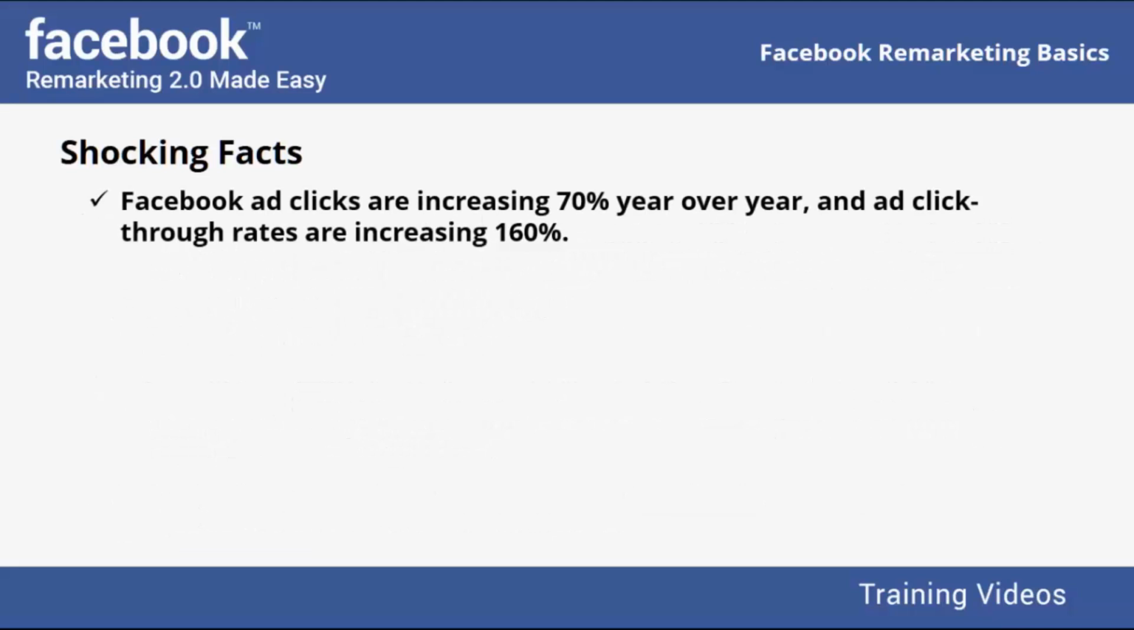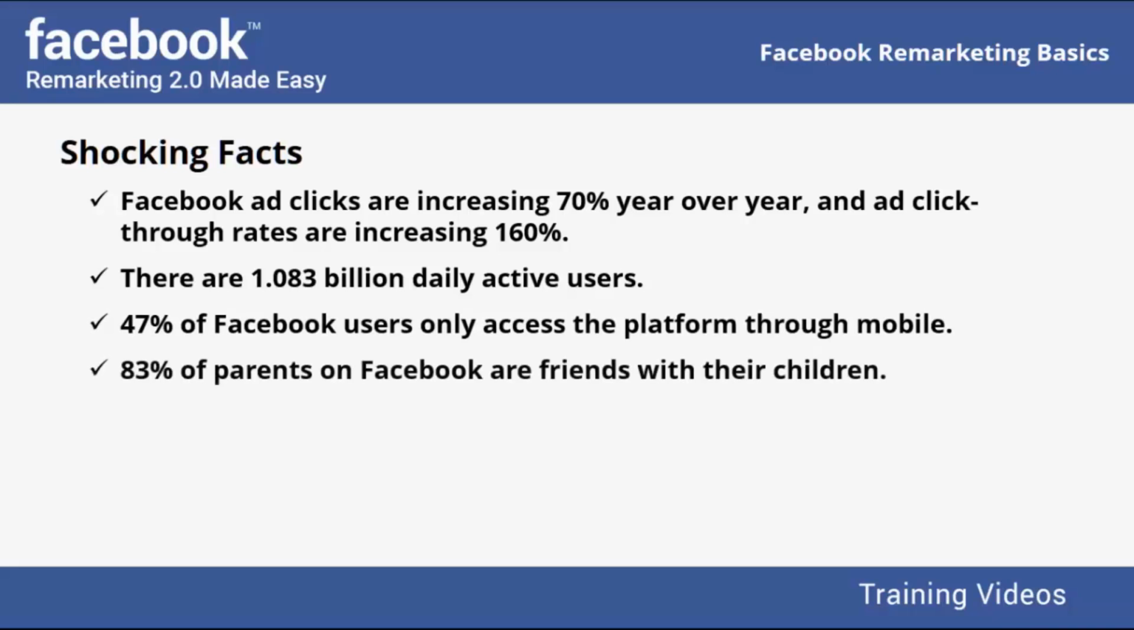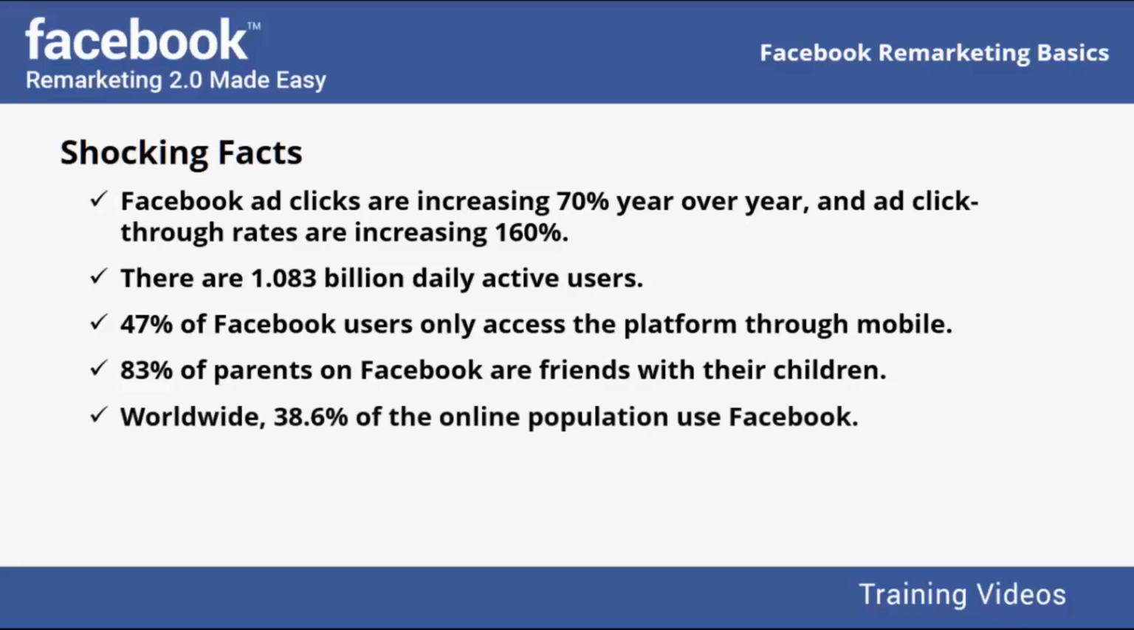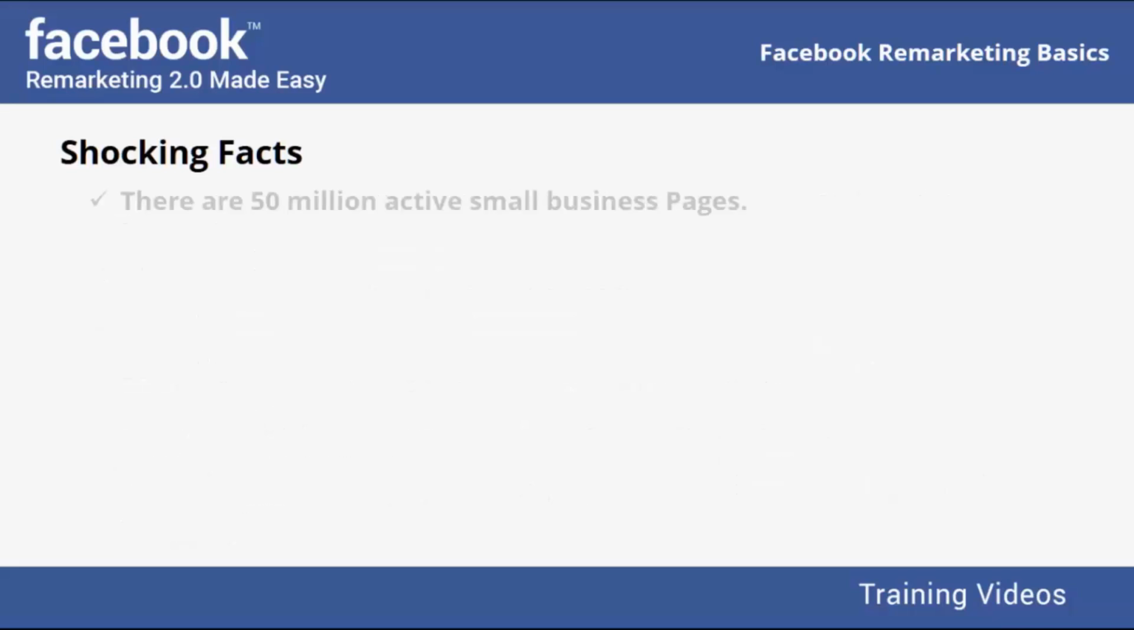Facebook ad clicks are increasing 70% year over year, and ad click-through rates are increasing 160%. There are 1.083 billion daily active users. 47% of Facebook users only access the platform through mobile. 83% of parents on Facebook are friends with their children. Worldwide, 38.6% of the online population use Facebook. Facebook takes up to 22% of the internet time Americans spend on mobile devices, compared with 11% on Google search and YouTube combined. There are 50 million active small business pages.